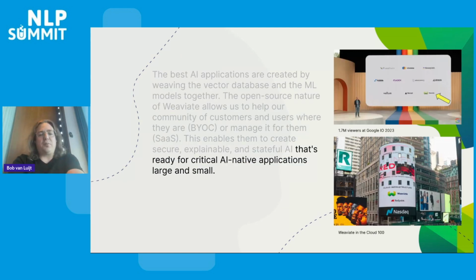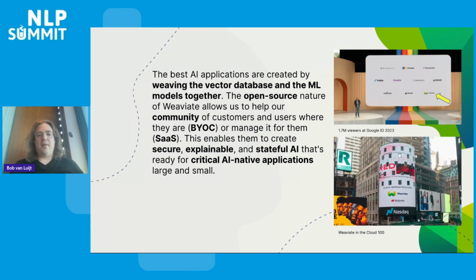And that is one of our focus points, right? We want people to be able to create critical AI native applications, right? So that means production cases end to end. So quick recap, right? We're talking about weaving the database and the models together. The open source nature allows us to create a community of customers and users that can range from open source to bring your own cloud to SaaS, serverless, what have you, focusing on secure, explainable, stateful AI applications.